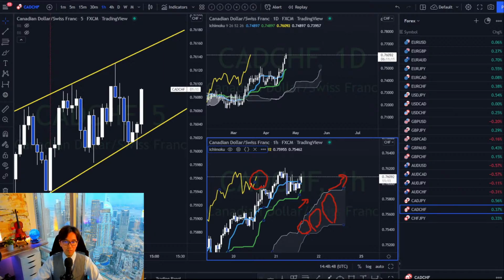Okay, I'm in a trade on New Zealand CAD for sale. Make sure that you capture the trends by Ichimoku in higher time frames. Then you should be fine.